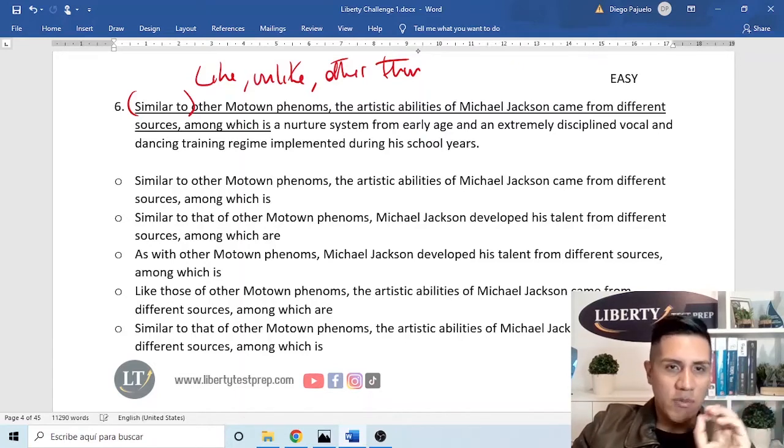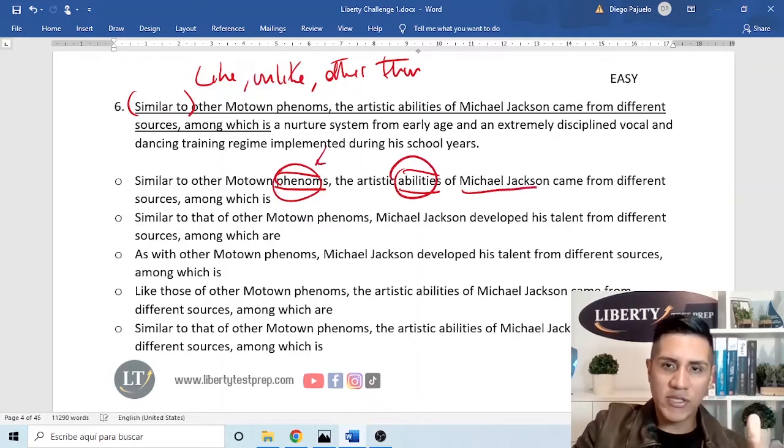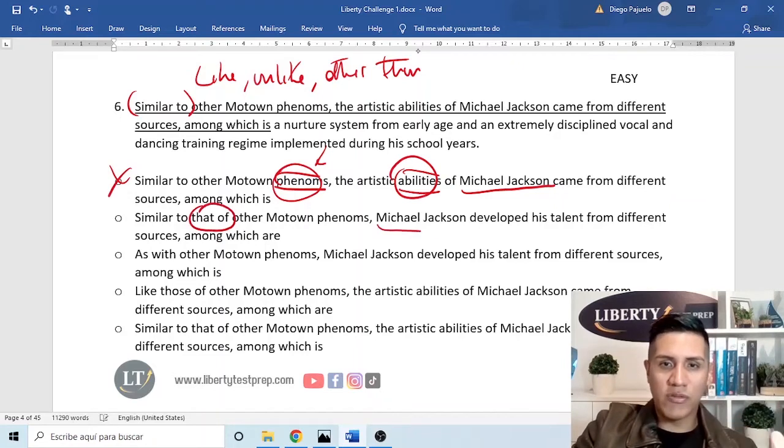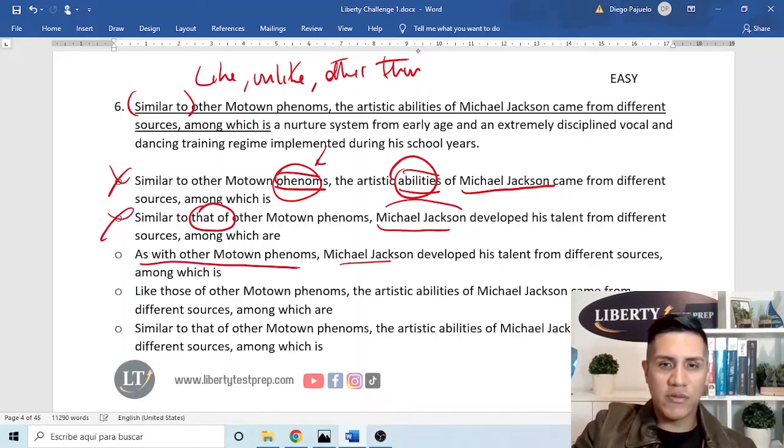So here in this case, similar to other monotone phenoms, the artistic abilities. So here we're comparing phenoms to abilities. That's not right. We want to compare phenoms to Michael Jackson. Michael Jackson is the phenom. So that's out. Letter A is out. Letter B, similar to that of. That's possessive. And we're comparing that to Michael Jackson, right? So we cannot compare a thing to a person. So that's out. Letter C, as with other monotone phenoms, Michael Jackson, that's wrong.